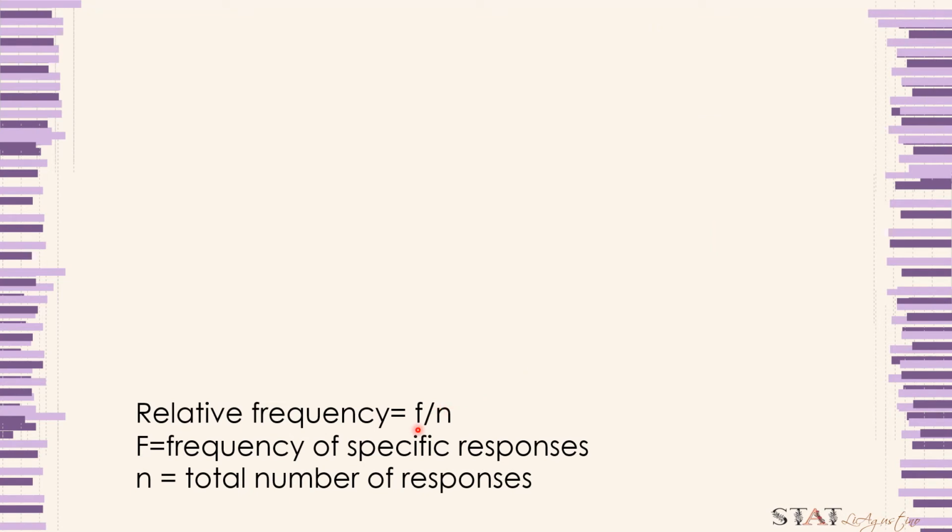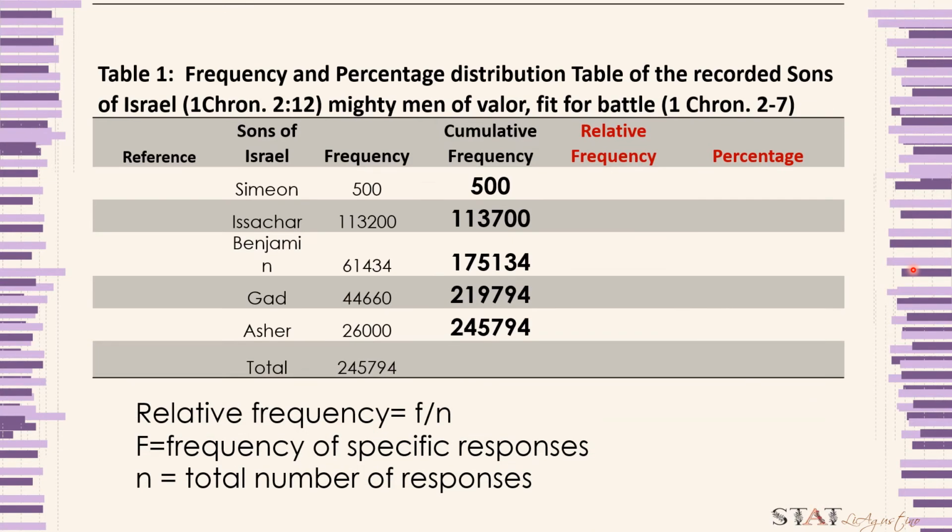So it is the frequency over the total number of responses or occurrences. F is defined as the frequency of specific responses or categories. Now, we have this relative frequency presented in our statistical table.